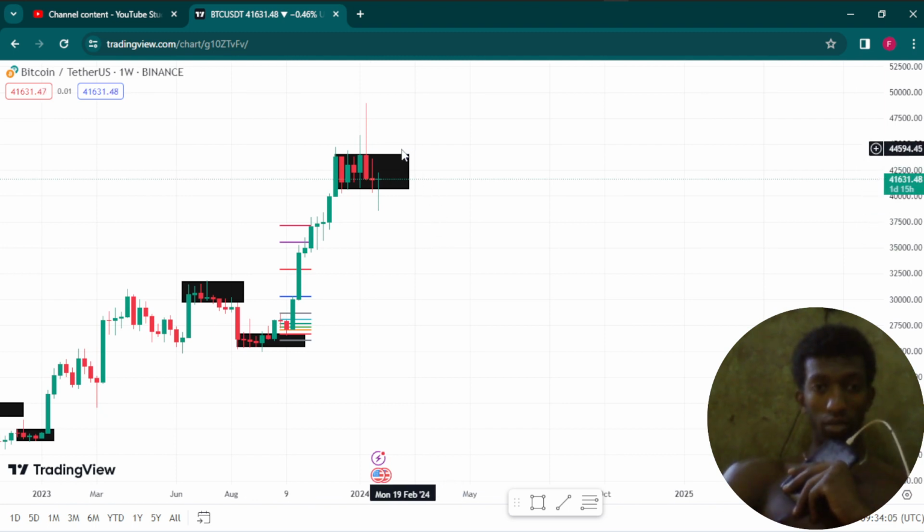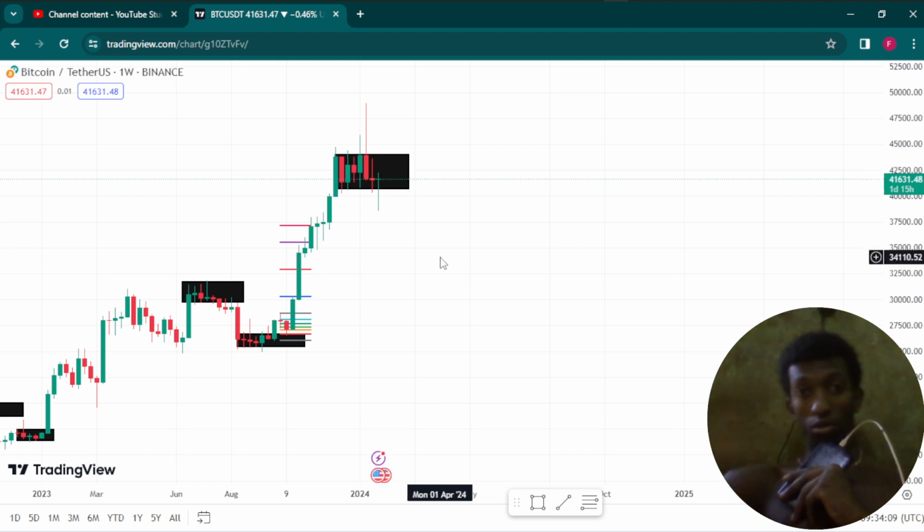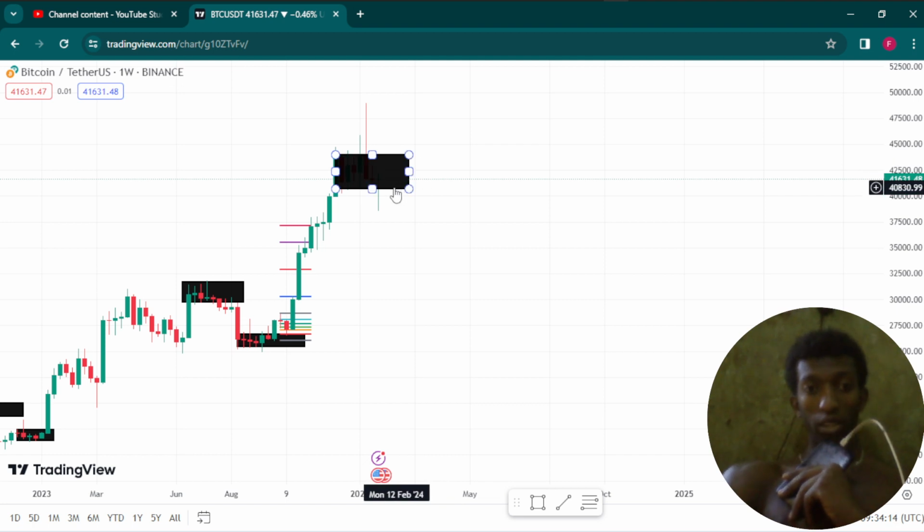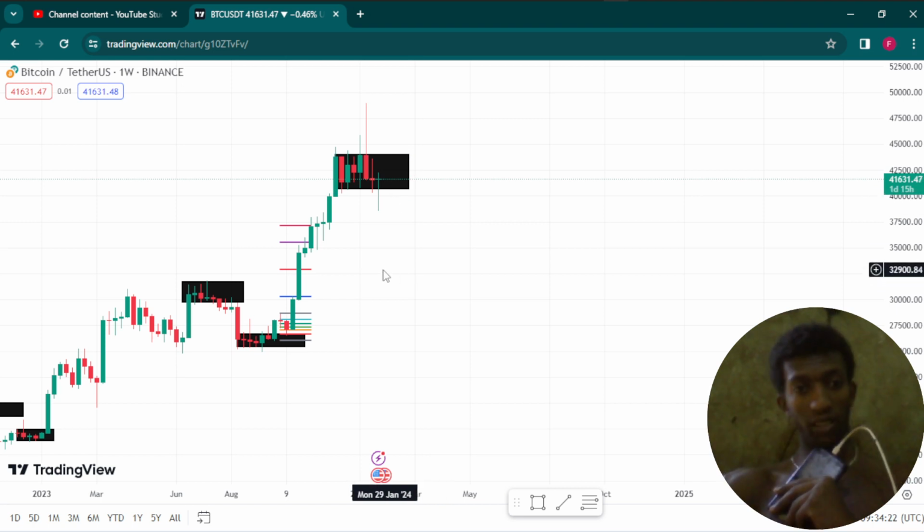If it breaks the upper side, we are entering a buy. There are no questions asked, we are entering a buy when it breaks the upper side. But if it breaks down, then it is assumed as a single fake out, then we will be entering a sell. Okay, clean, that is clean.